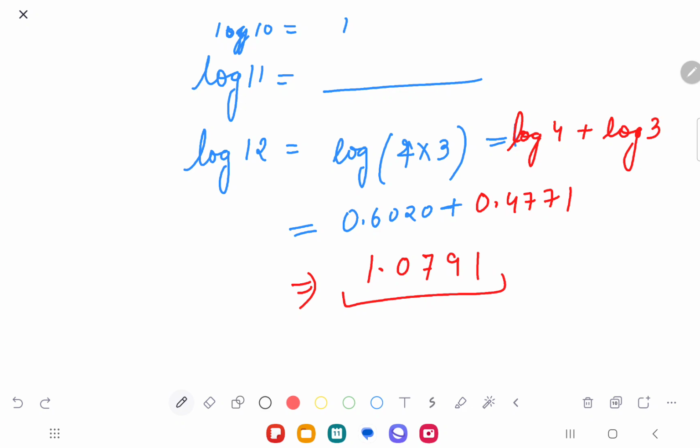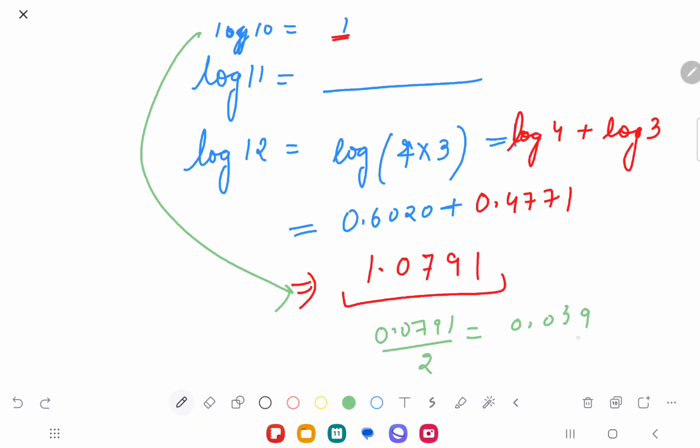Okay? And you know the value of log 10 is 1. So basically, how much bigger is log 12 than log 10? 0.0791. So just half it. Just half this value. What do you get? You get 0.0395, and that would be my answer, 0.0395. Do you understand my point?